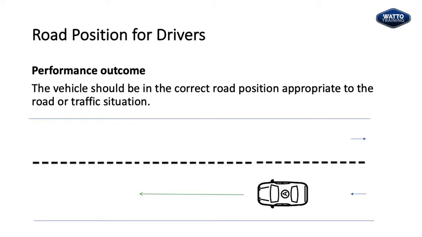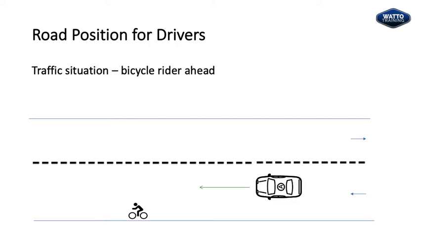Let's take a look now at some road positioning for drivers. The performance expectation for drivers is the vehicle should be in the correct road position appropriate to the road or traffic situation. In this situation here, we've got a bicycle rider on the side of the road. So the driver in car A needs to carefully negotiate that situation, and depending on the speed zone, needs to keep an appropriate distance. Down on Flinders Parade, it would be a minimum of 1 metre from the rider to the vehicle.